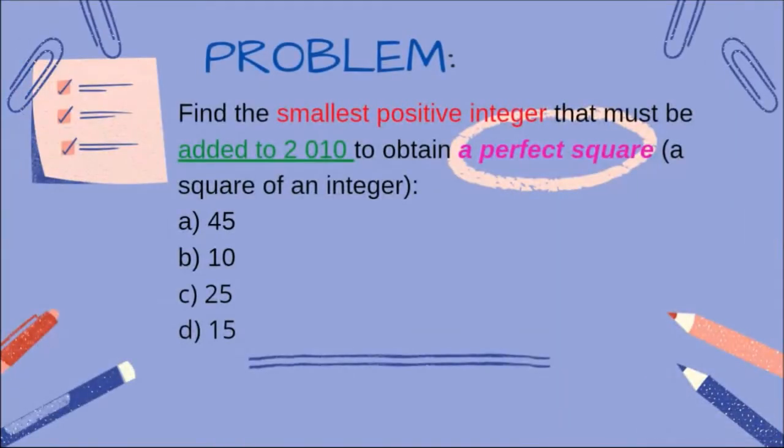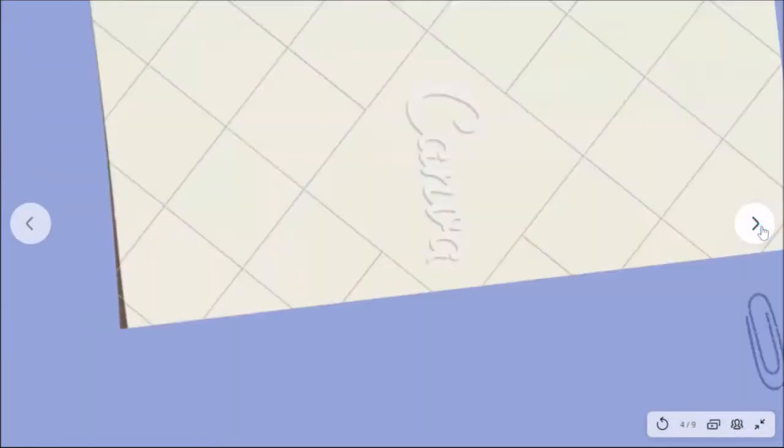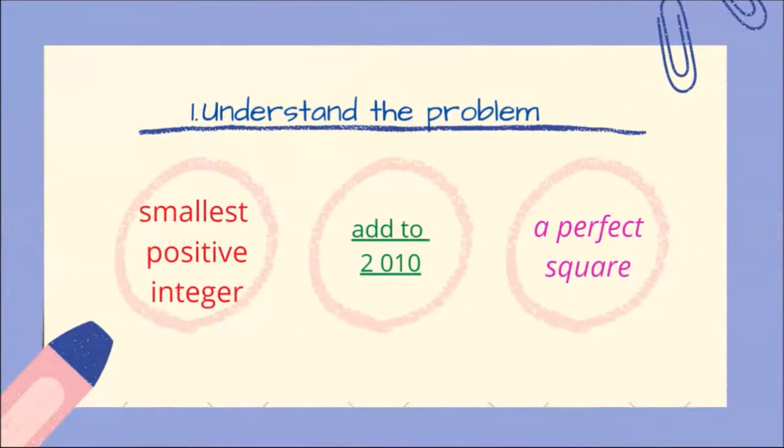So the problem that we need to solve is to find the smallest positive integer that must be added to 2010 to obtain a perfect square, a square of an integer. And then we've got our options, which makes it a bit easier for you as well, having the multiple choice options. So if we go back to Polya's 4 steps, we will remember that step 1 was to understand the problem. So that was quite a mouthful.